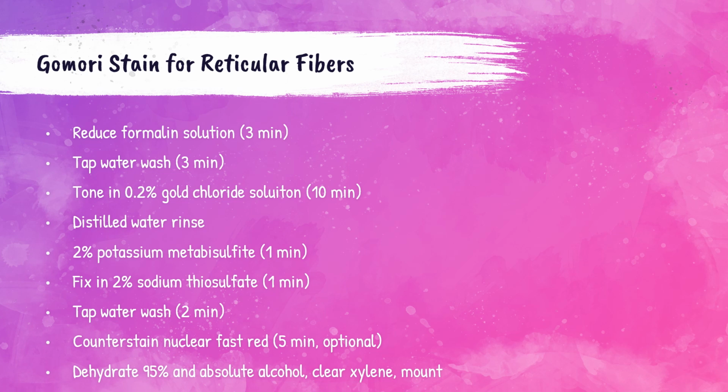The tissue section then needs to be placed in 2% potassium metabisulfite for 1 minute, and then fixed in 2% sodium thiosulfate for 1 minute. After these steps, the tissue needs to be washed in tap water for 2 minutes, then counterstained with nuclear fast red for 5 minutes if needed. Of course, this is an optional step, the counterstaining. Lastly, the tissue section will need to be dehydrated with 95% and absolute alcohol, cleared with xylene, and then mounted with a synthetic resin.